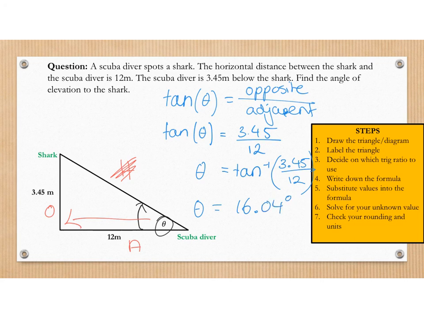And it gives me 16.04 degrees. And usually when it's degrees, they'll often tell you to round it to the nearest degree, which would be 16 degrees. So from the scuba diver up to the shark would be 16 degrees. That is the angle of elevation.